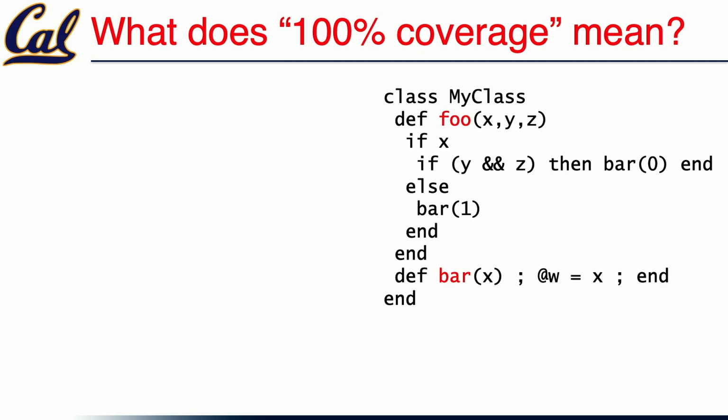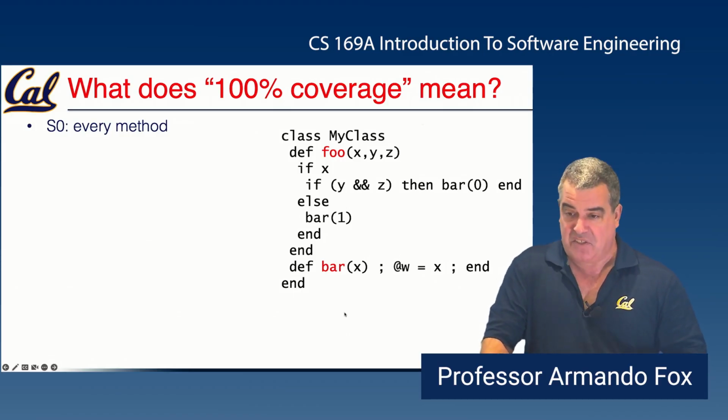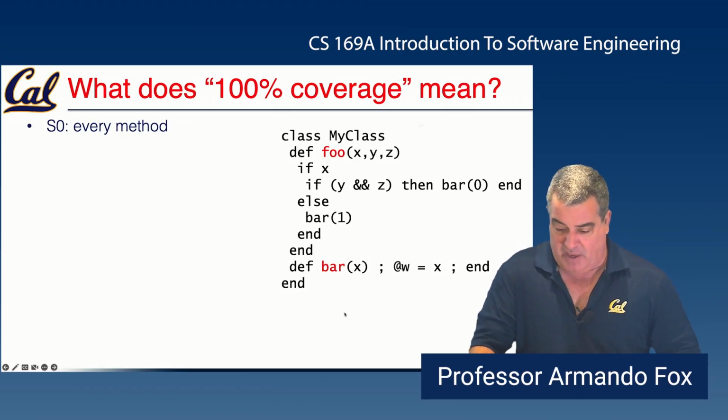So there are a few levels of testing that are well-defined. The most basic one is you call every method. Okay, well, who cares about that? So, if your test suite calls foo at least once and calls bar at least once, you've achieved 100% coverage at the S0 level, but that's not terribly ambitious.